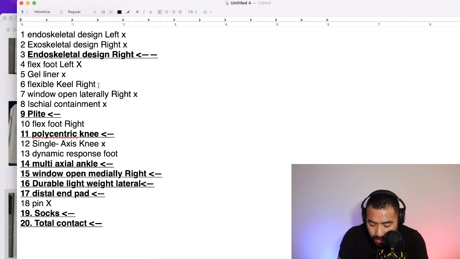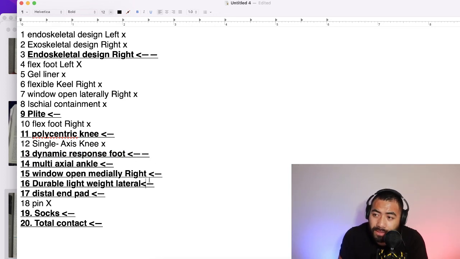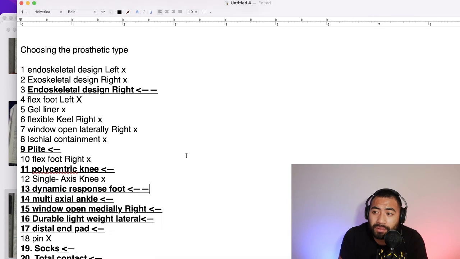Then we're going to go ahead and do the X for the K. And then we're going to do flex foot for the right. Flex foot? No. We're going to do dynamic response foot. And so we're going to bold, underline, and arrow. Bam, bam, bam, bam. Ta-da! And now you've completed it.